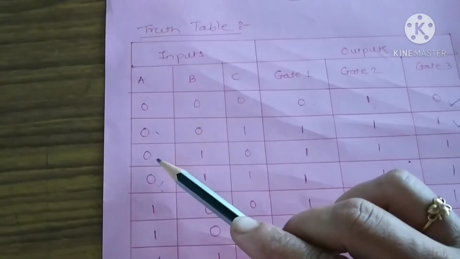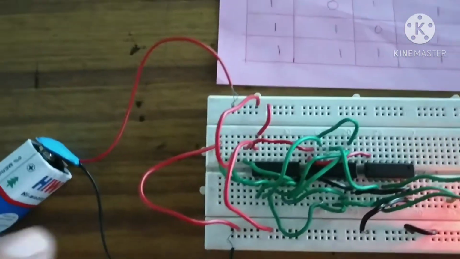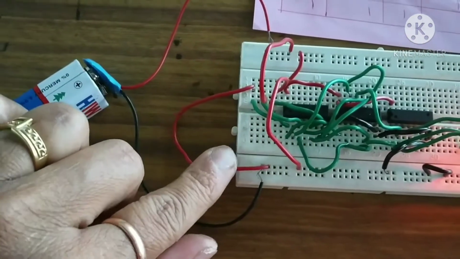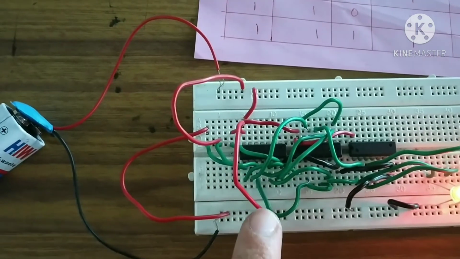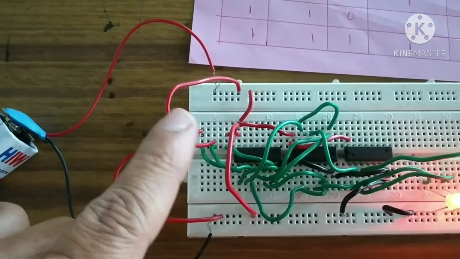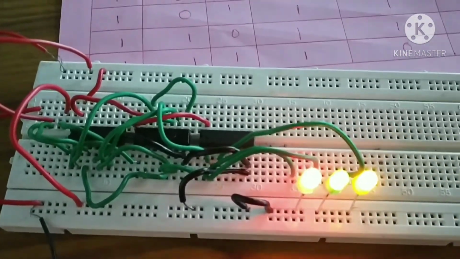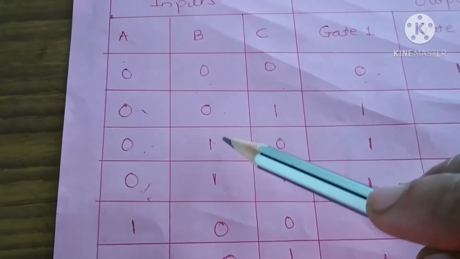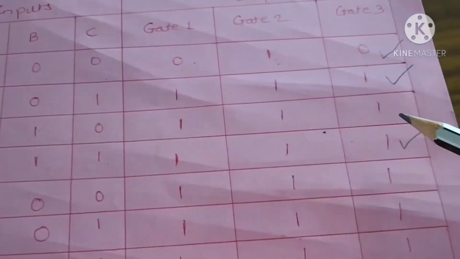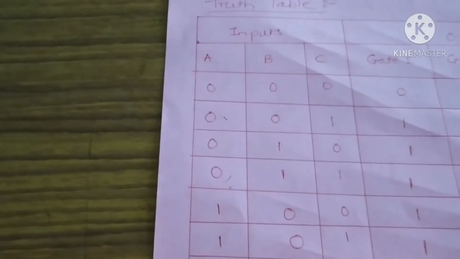Now next combination is A0, B1 and C0. So A is connected to negative, that means 0. B is connected to positive, that means 1. C is connected to negative, means 0. So 0 1 0 is the combination. For this combination my output is once again all LEDs are glowing, so 1 1 1. So I will check my output for 0 1 0. My output all are 1, that means LEDs are glowing, so this condition is satisfied.